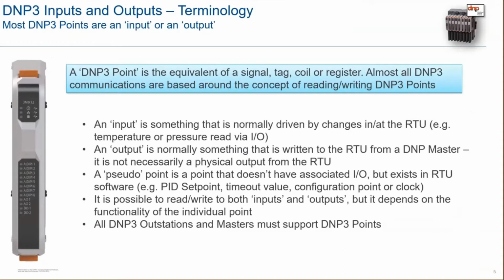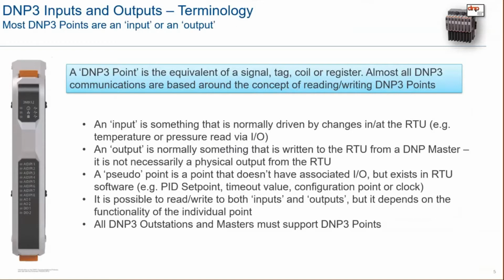Within the DNP3 world, an input is something that's normally driven by changes either in or at the RTU. So for example, a pressure might change or you might read a different flow. An output is normally something that's written to the RTU from a DNP3 master. And it's important to realize it's not necessarily a physical I/O point. It can be a pseudo point.